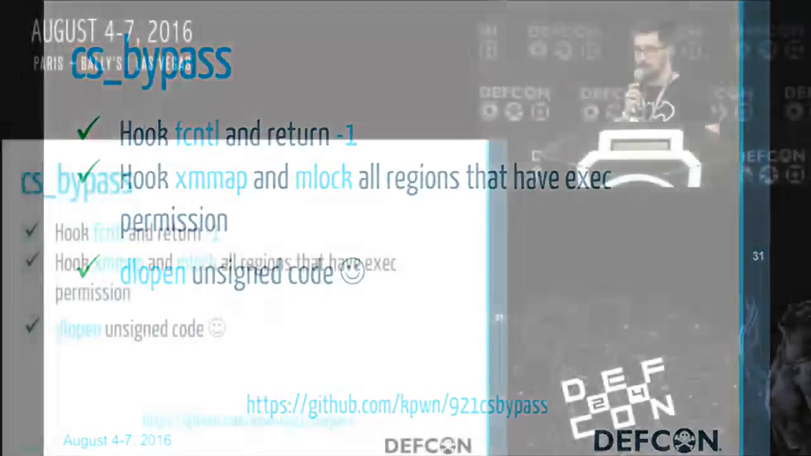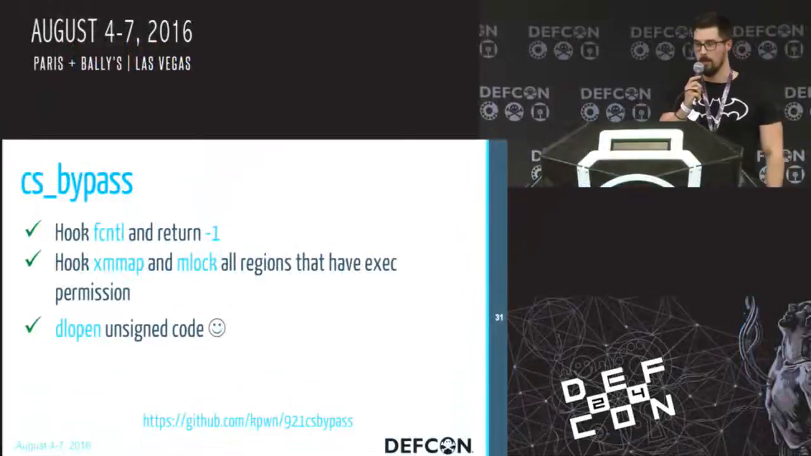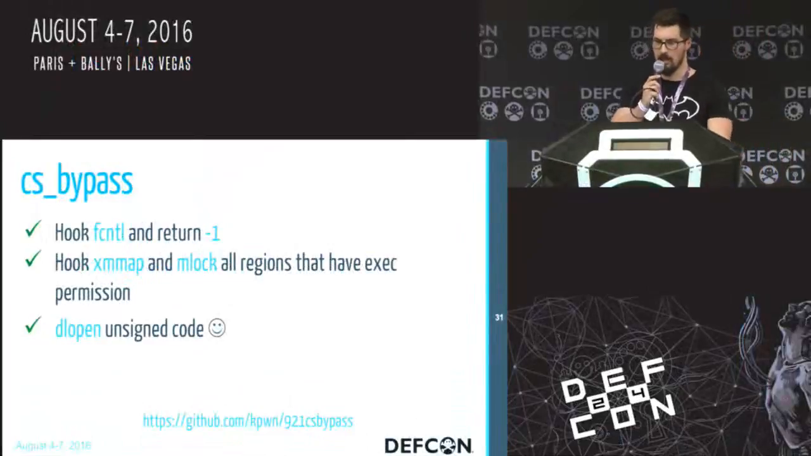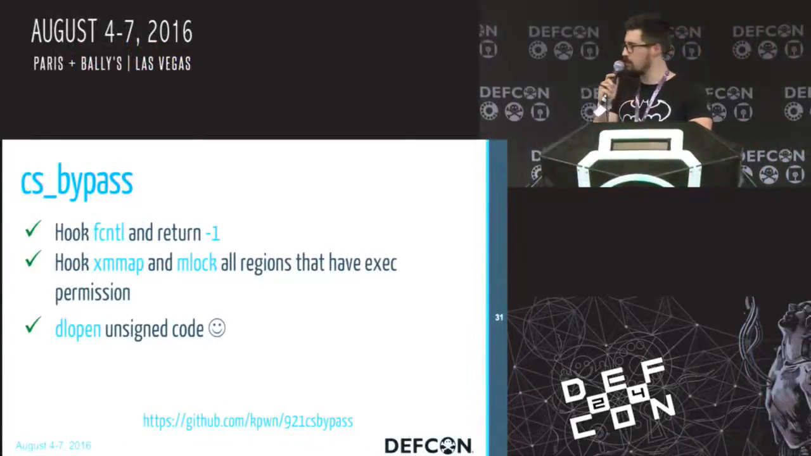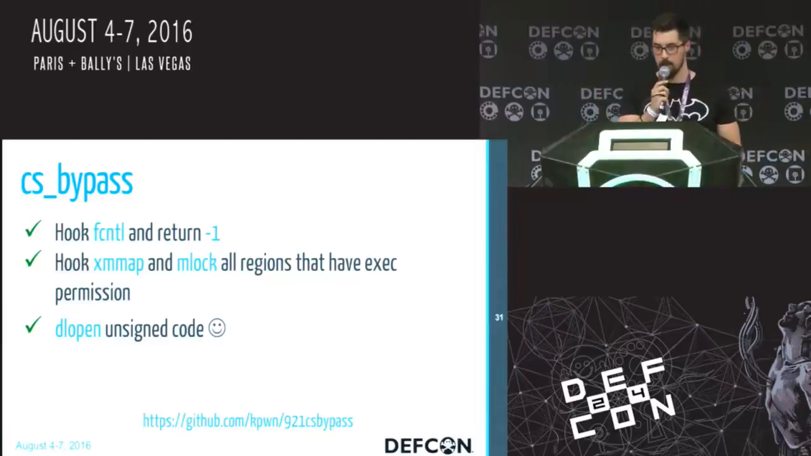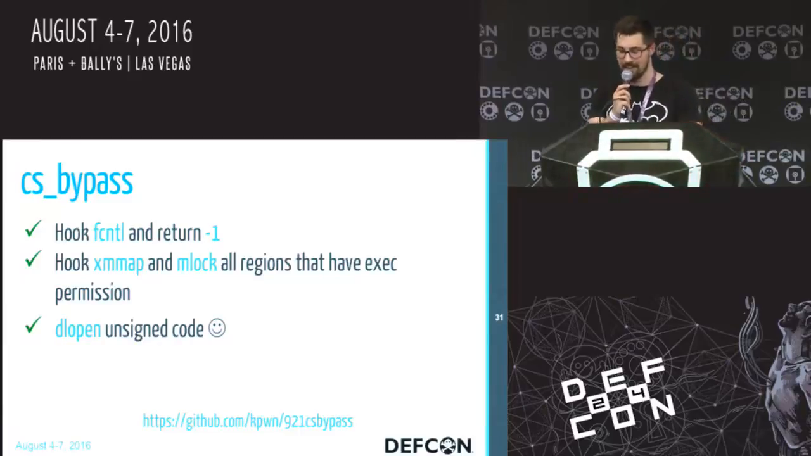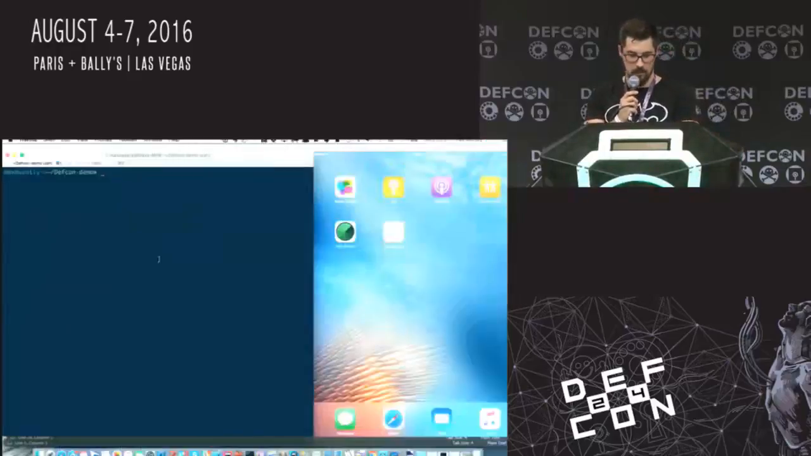This is basically how CS bypass was born. We hook fcntl and return -1 to prevent code signature loading. Next, we hook mmap and lock all the regions that have executable permissions, and then there is just step number 3, dlopen the unsigned code. This technique was open sourced by Luca Todesco and is available on GitHub, so you can check it. Now it's demo time.